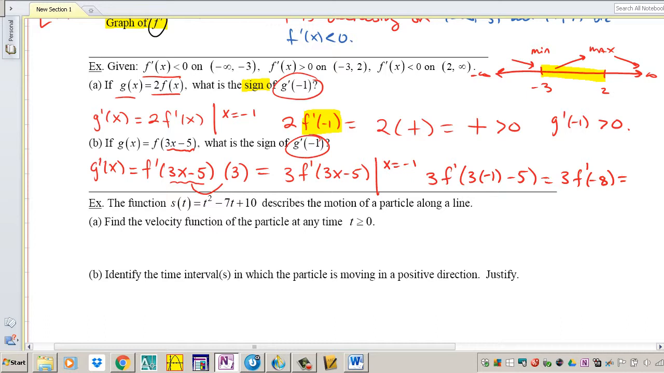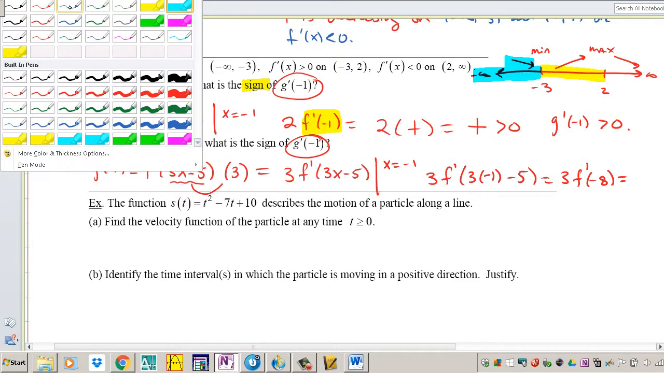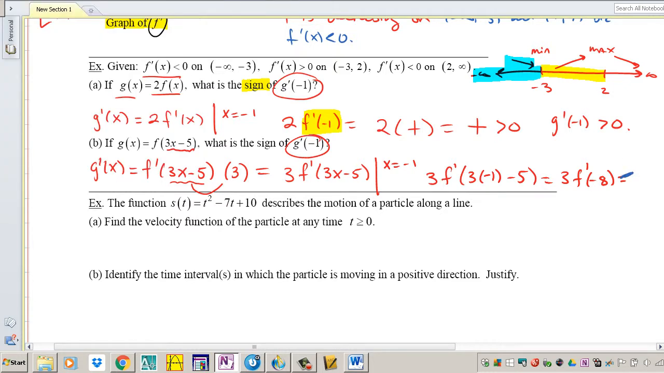Well, where is negative 8? Negative 8 is here on this interval from negative 3 to infinity, which is a negative slope, and 3 times a negative slope, which means that this is a negative answer. So for B, g prime of negative 1 is negative for part B only. This is for part A.